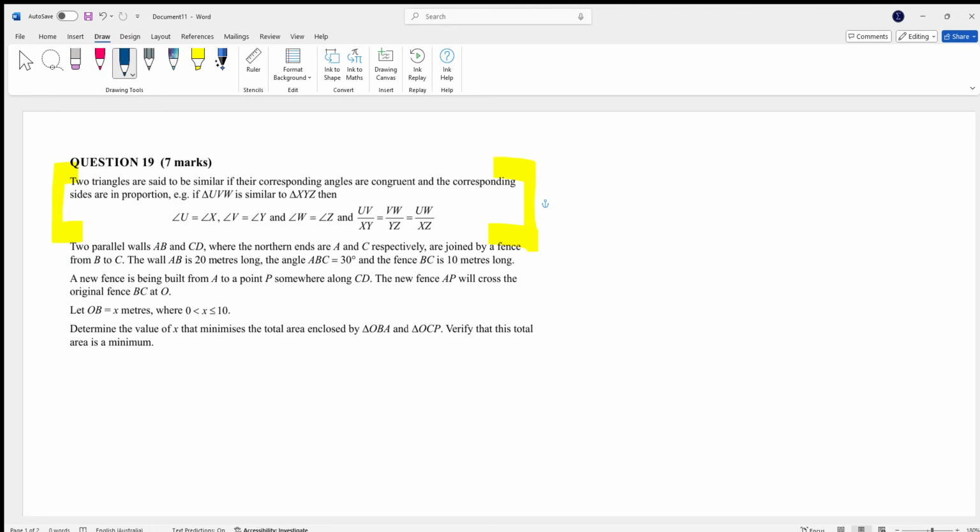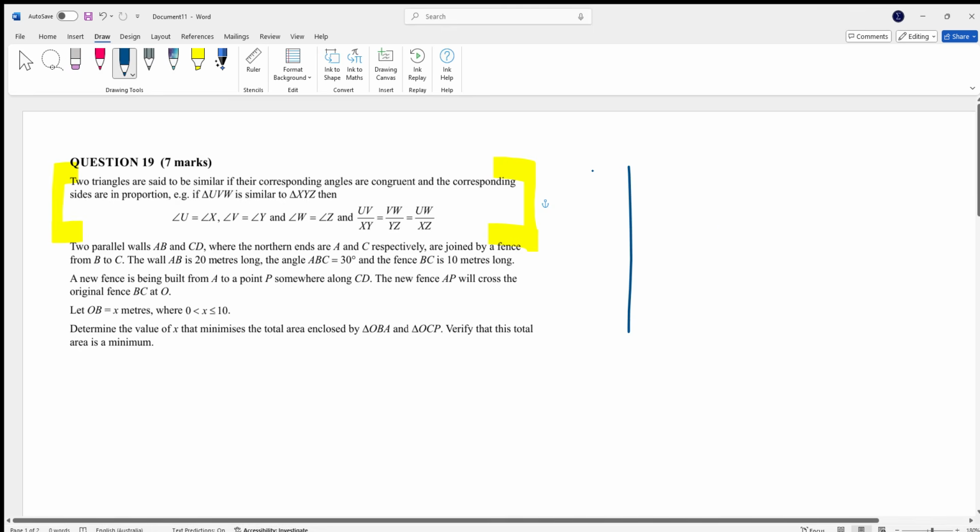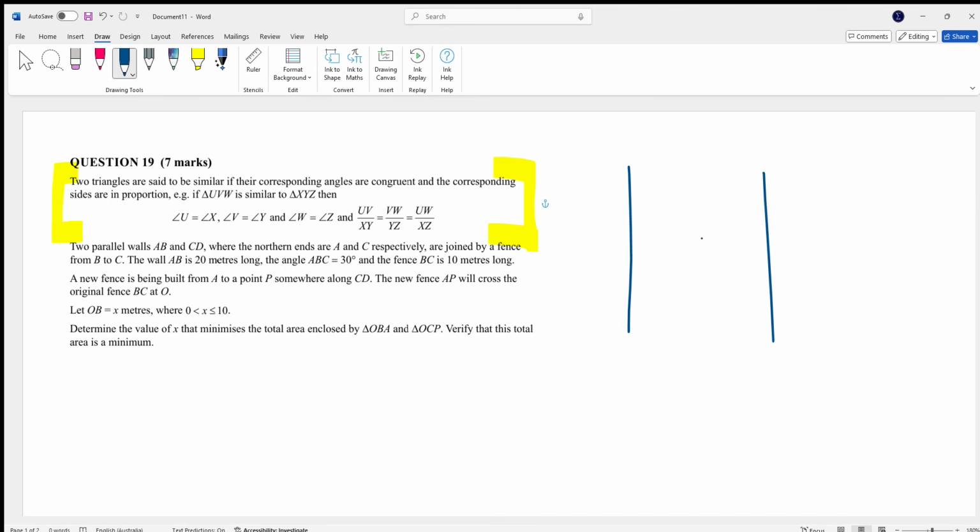Two parallel walls AB and CD, where the north ends are A and C respectively, are joined by a fence from B to C. So first of all, let's draw this picture. Two parallel walls means pretty much we can say they're in the exact same direction and they would never touch. Now here they said the north ends are A and C respectively. So here we're going to put A here, and here we're going to put C here. So that means B must be down here, and D must be down here because they said two walls parallel. Okay, that's important, just drawing that part of the picture.